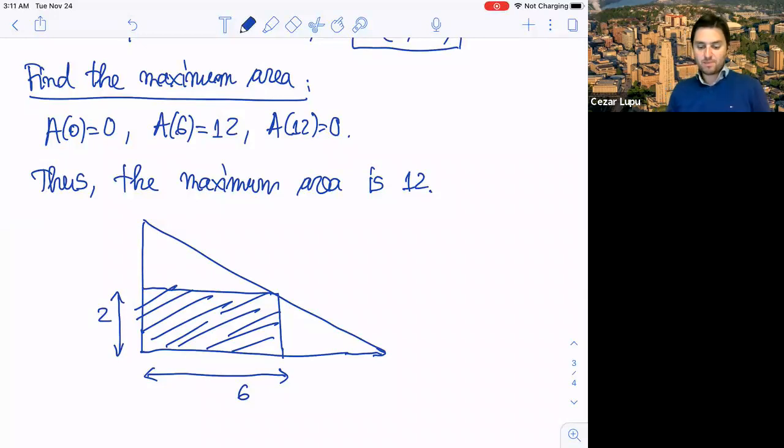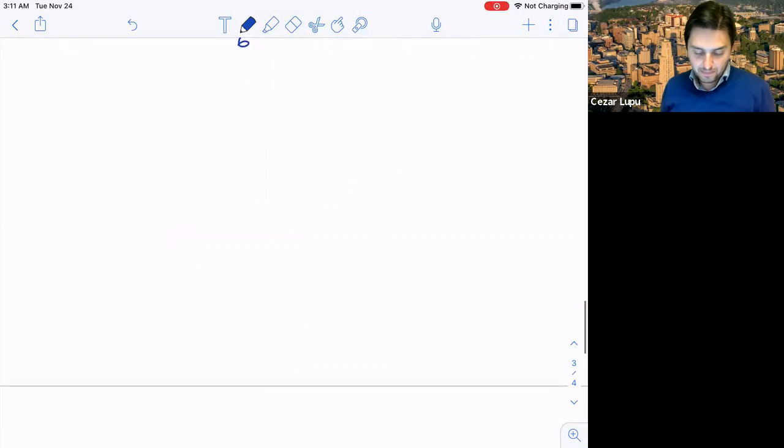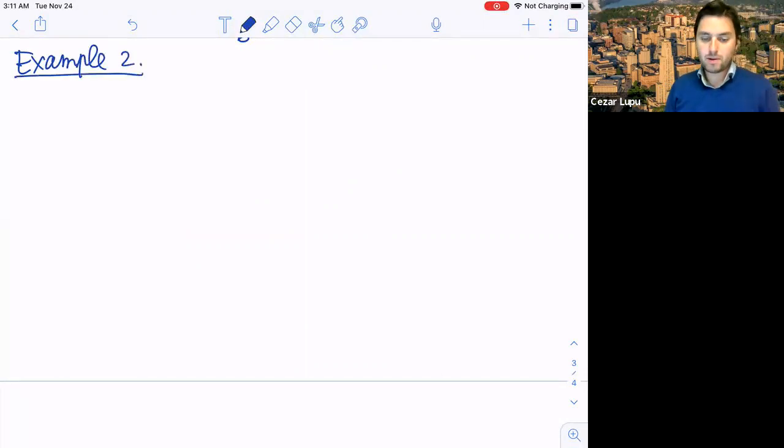Now let me give you another one. We have seen how to maximize an area, but now we will try to maximize a volume. Example 2. There will be a bunch of examples.